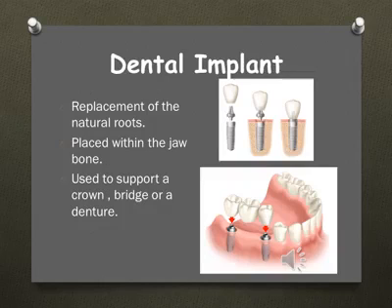A dental implant is a replacement for the roots of the natural tooth. It is basically placed within the jawbone with the help of a drill. Dental implants can be fabricated from a variety of materials, for example titanium or titanium alloy. They are basically used to support either a crown or a bridge or a denture to replace one or more missing teeth.